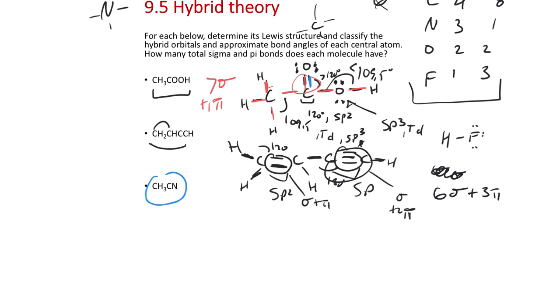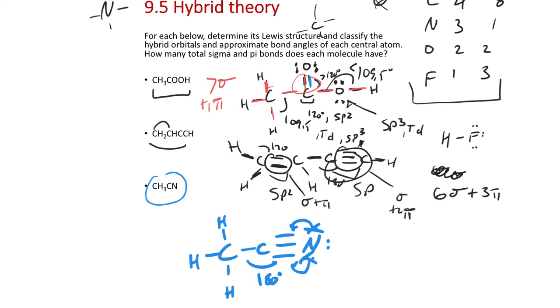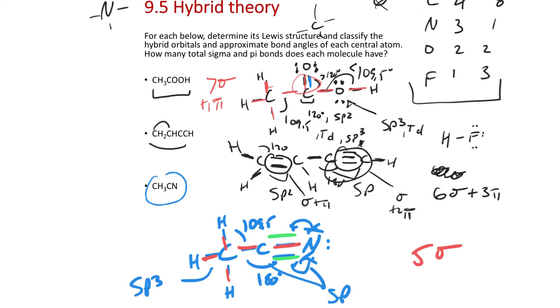CH3CN, so CH3 to C to N. We could do this and then just make our triple bond here to lose those lone pairs to give carbon 4 bonds, nitrogen 3. You can get there a few different ways, but this is going to be 180 degrees here and then 109.5 degrees here. So sp3 and then sp for the C and N in the CN group. In terms of sigma versus pi, we have 1, 2, 3, 4, 5 sigmas, and then we have 2 pi's.